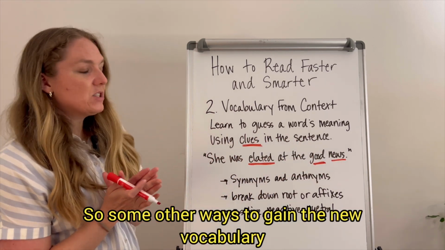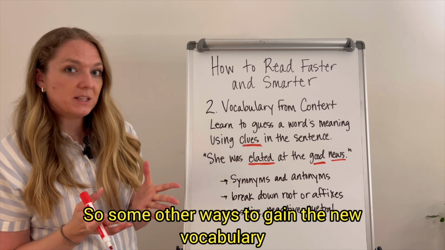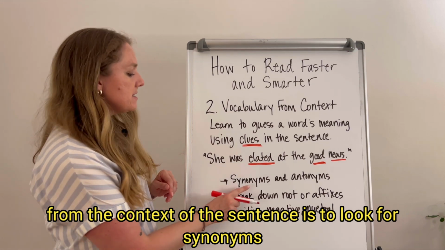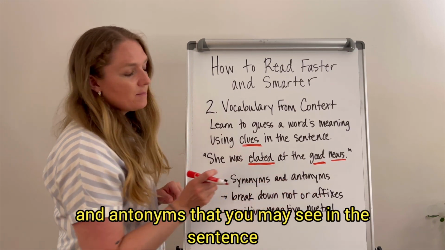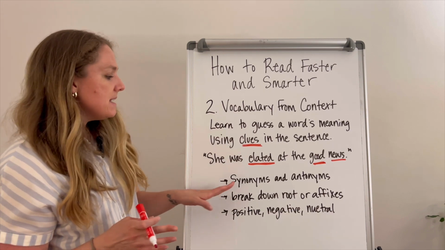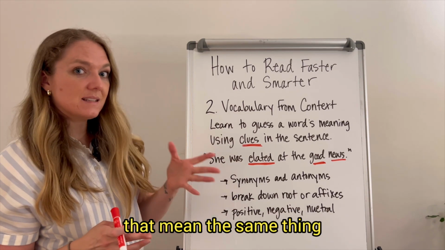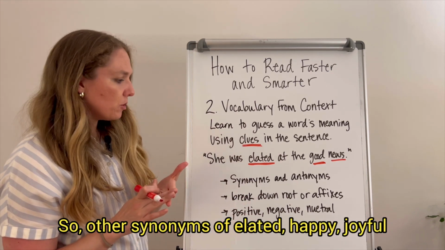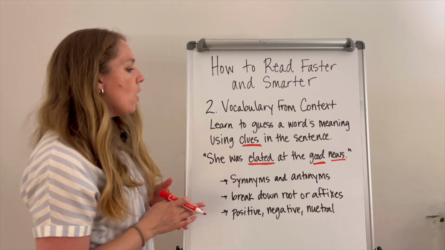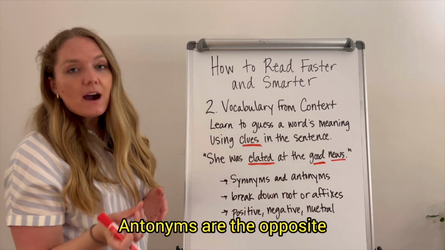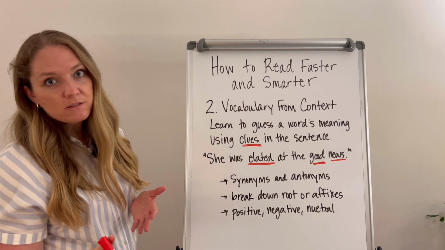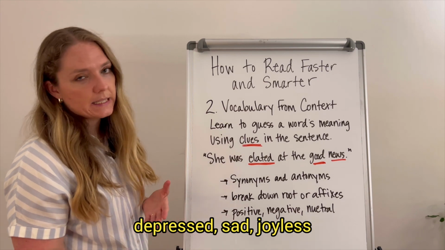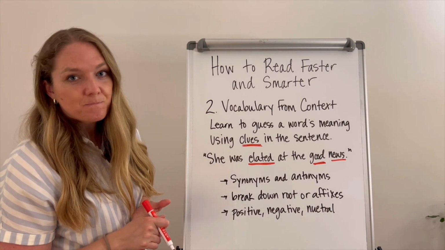So some other ways to gain the new vocabulary from the context of the sentence is to look for synonyms and antonyms that you may see in the sentence. Synonyms are words that mean the same thing. So other synonyms of elated: happy, joyful, things like that. And antonyms. Antonyms are the opposite of that word. So some opposite words of elated would be depressed, sad, joyless, things like that.